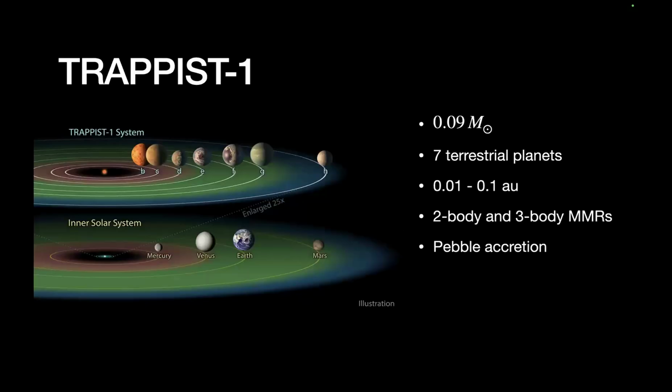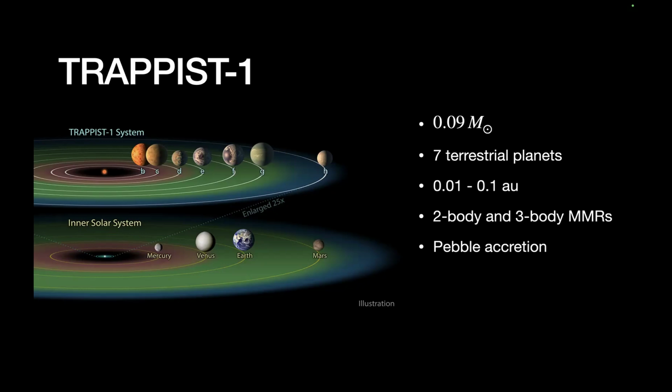A brief overview, if you're not familiar with the TRAPPIST-1 system: it is a very compact system. 7 roughly Earth-sized planets are found between 0.01 and 0.1 AU from a very small M-dwarf star. TRAPPIST-1 has a mass of only 0.09 solar mass, which makes it a very cool and small M-dwarf star, which makes this system even more special because of the high multiplicity and compactness.